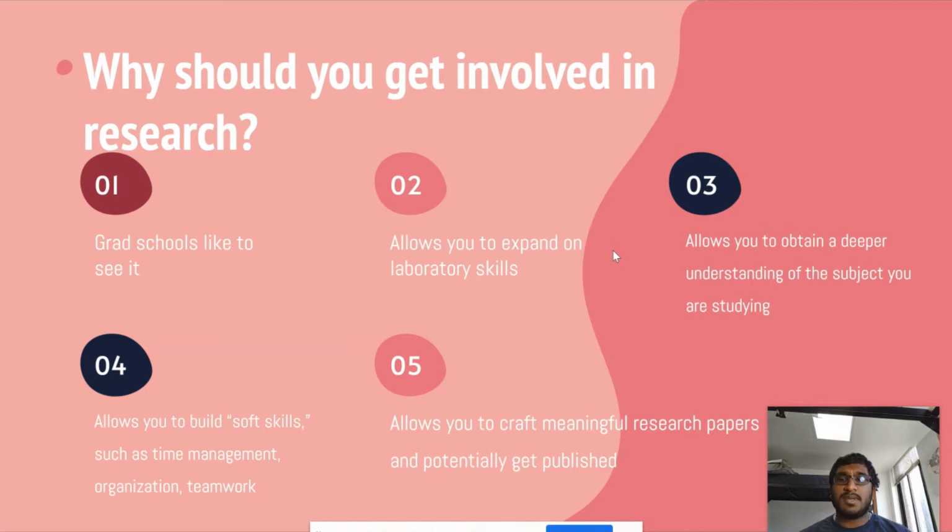Undergraduate research is a great space to grow as a scientist and as a human being. During your time in a research lab, you will learn how to expand on laboratory skills, obtain a deeper understanding of the subject you are studying, and build soft skills, such as time management, organization, and teamwork. With diligence and great investment, you could potentially get published, which is a great boost to your credibility as an individual who is deeply invested in the topic you are researching. The more you research, the more likely it is that you will be able to have your own project, exploring your own interests, and furthering science.